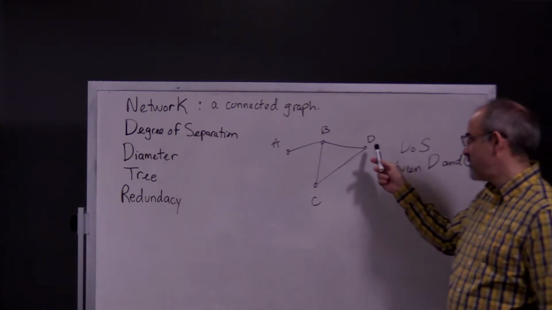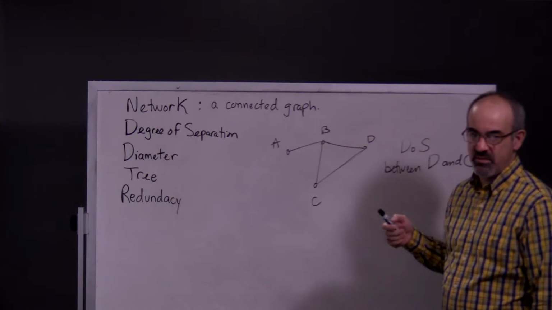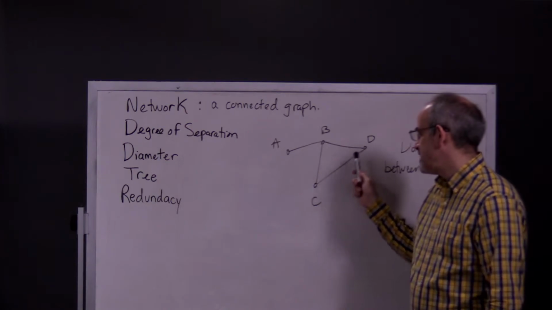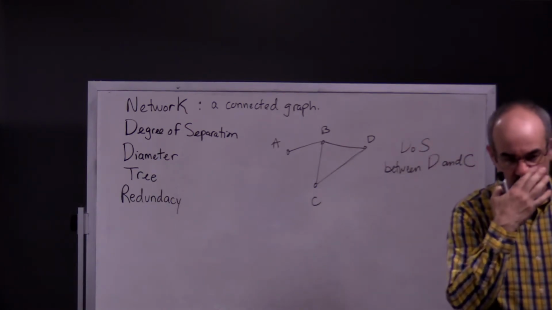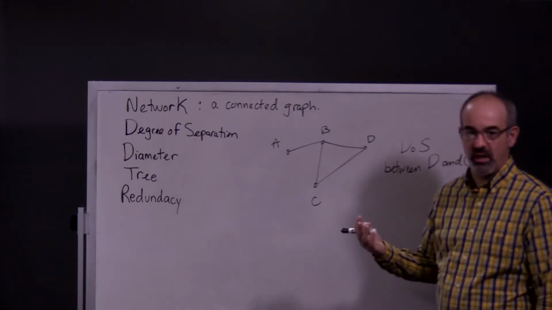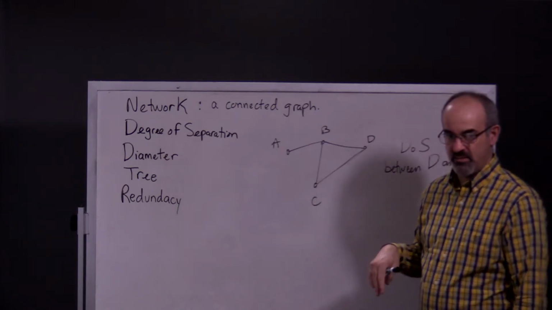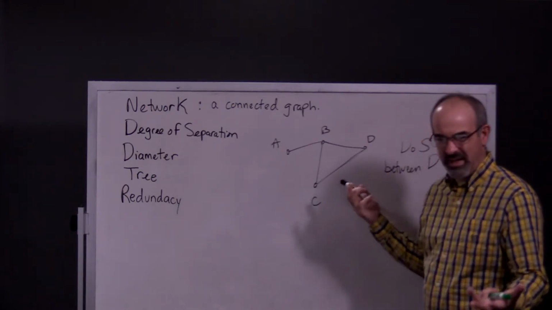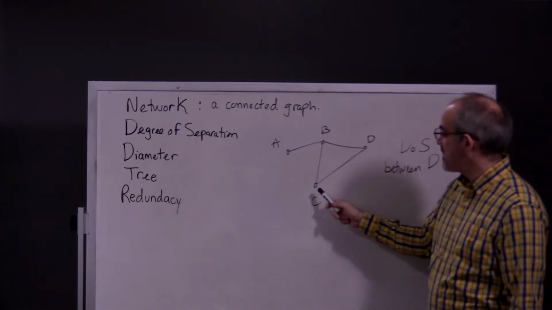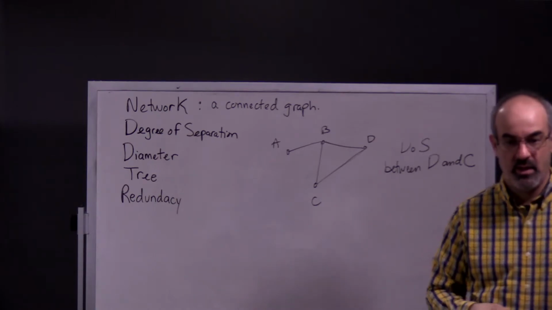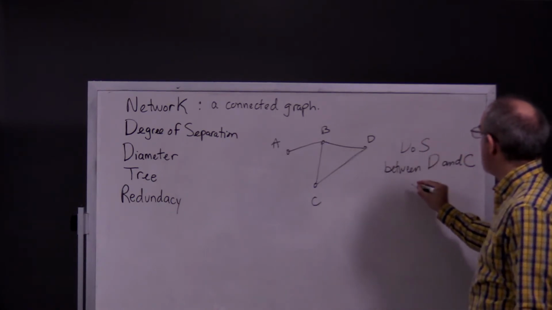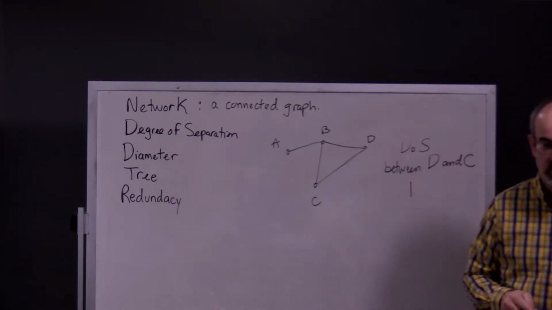We're not counting traveling more than once on an edge, just like before. We don't want to go from D to B to A, then back to B, then C. We want an actual path. They don't really use that term in this chapter, but they do sometimes, though not officially. So you could go from D to B, then B to C, or you could just go from D to C. We want the shortest path. So this path had length 2, this had length 1. So the degree of separation between D and C is 1.